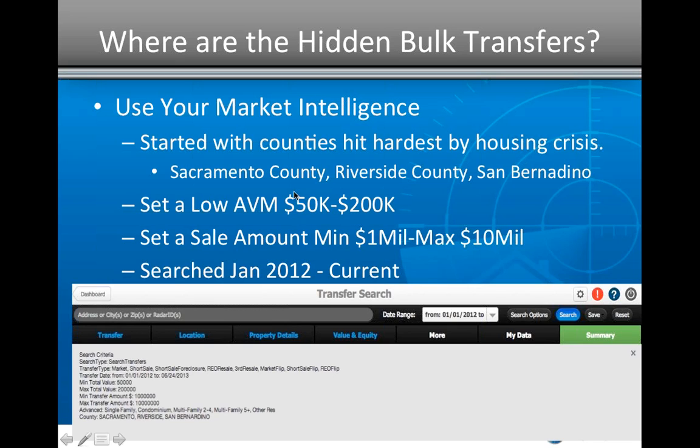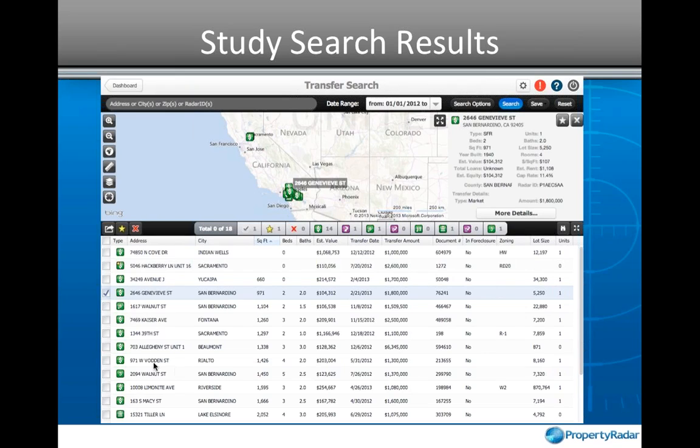So the AVM was maybe under 200,000. You could even say under 300,000, but there was a sale amount of, say, up to $10 million, right? Because that tells you there's probably more than one property happening here. And when you come in and look at these, we clicked into one, and we do have the search where you can search for multiple parcels, and that's going to get a little bit better in our next release. We'll actually show you how many parcels were included in that particular transfer.